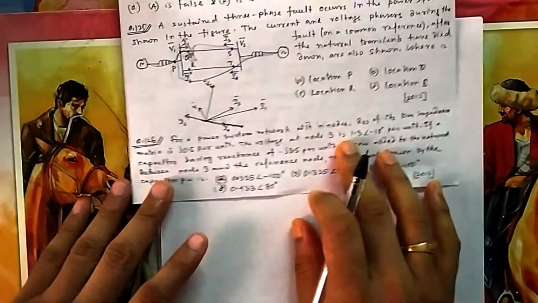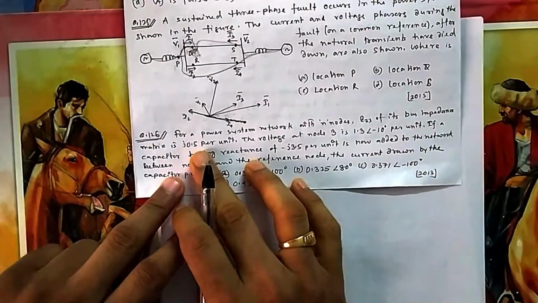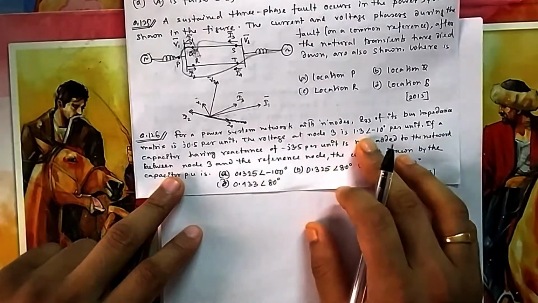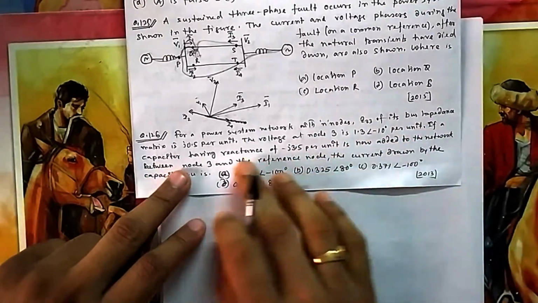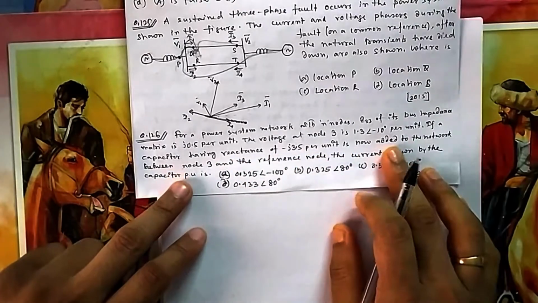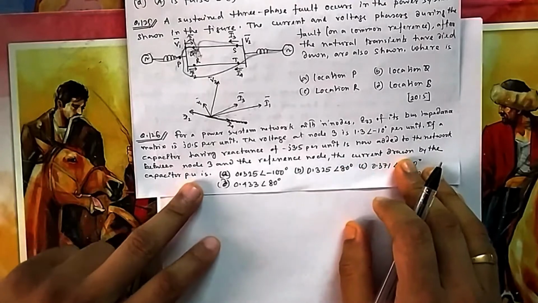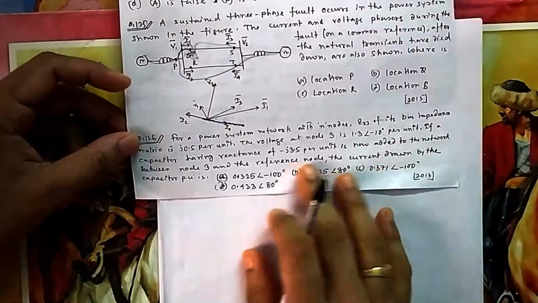In question number 126, for a power system network with n nodes, Z33 of its bus impedance matrix is J0.5 per unit. The voltage at node 3 is 1.3 at an angle of -10. If a capacitor having a reactance of this per unit is now added to the network between node 3 and the reference node, then the current drawn by the capacitor in per unit is. So, current drawn by the capacitor.